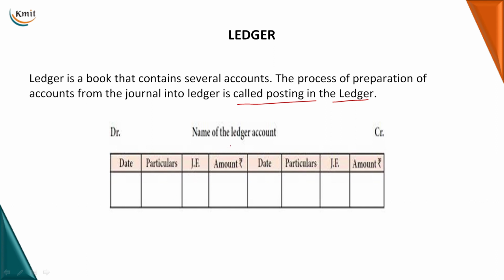It's a T-shaped account. On the top of the account, the name of that particular account will be written, and it is divided into two equal halves. The left side will be your debit values, and the right side will be your credit aspects. On the debit side, the respective columns would be date, particulars, journal folio, which is just like an index, and the amount. Next, on the right side of the ledger account, the respective columns would be date, particulars, again journal folio, and amount.